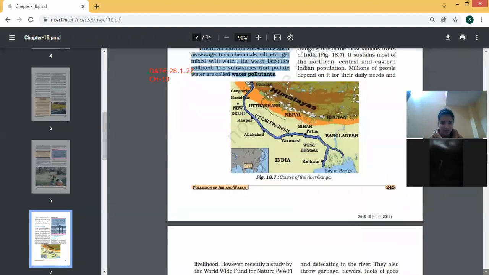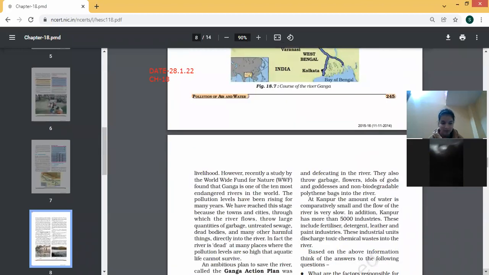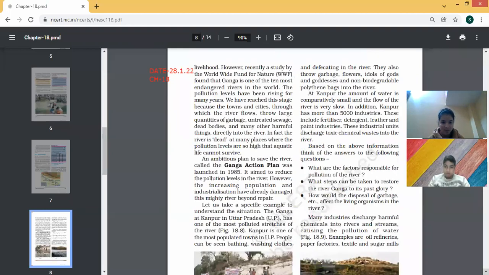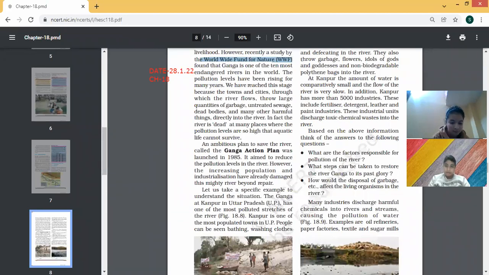We have reached this stage because the towns and the cities through which the river flows throw large quantities of garbage, untreated sewage, dead bodies, and many other harmful things directly into the river. In fact, the river is dead at many places where the pollution levels are so high that aquatic life cannot survive. An ambitious plan to save the river, called the Ganga Action Plan, was launched in 1985. It aimed to reduce the pollution levels in the river. However, the increasing population and industrialization.